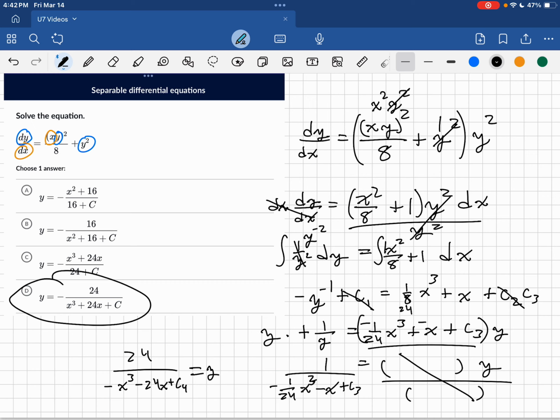What they did right there is they're not calling the constant c sub 4. And what they did is they took out the negative from both of these guys. If I take the negative out of this, that's the same as putting the negative right there in front of the whole fraction.